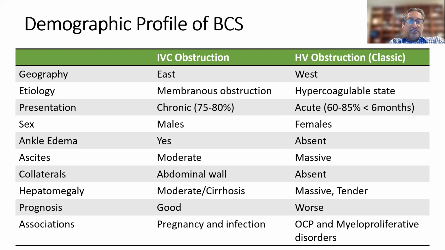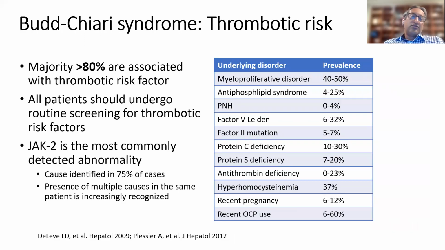Also, the prognosis is poor, worse than IVC obstruction, and the typical association, as we talked about with this hypercoagulable state, is oral contraceptives or underlying myeloproliferative disorders. The majority of patients with Budd-Chiari syndrome, especially in the West, have an underlying thrombotic risk factor, greater than 80%. Therefore, even if you diagnose someone with Budd-Chiari syndrome, one thing is for sure: every patient should undergo routine screening for thrombotic risk factors.